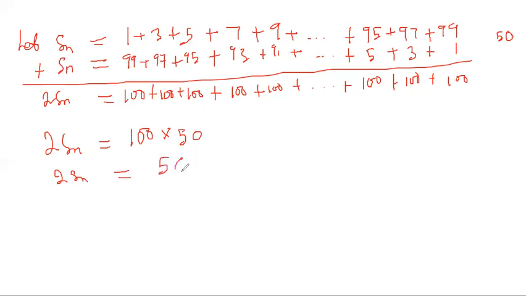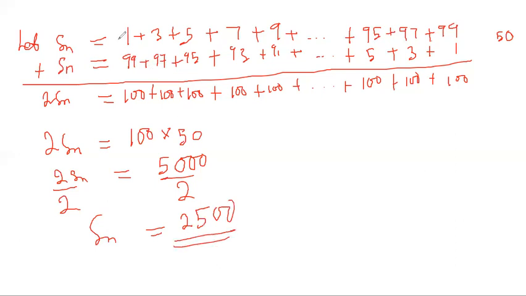5,000. And then here we divide by 2. So this would be 2,500 as the summation of the series 1 plus 3 plus 5 plus 7 plus 9 plus dash dash up to 99. So if we add them, they'll give us 2,500. Is that okay?